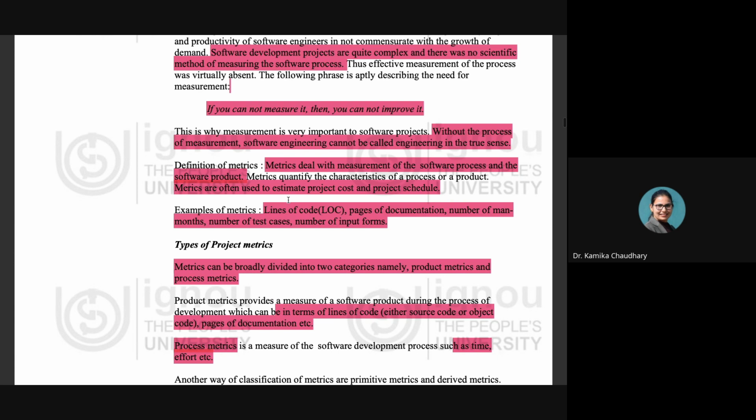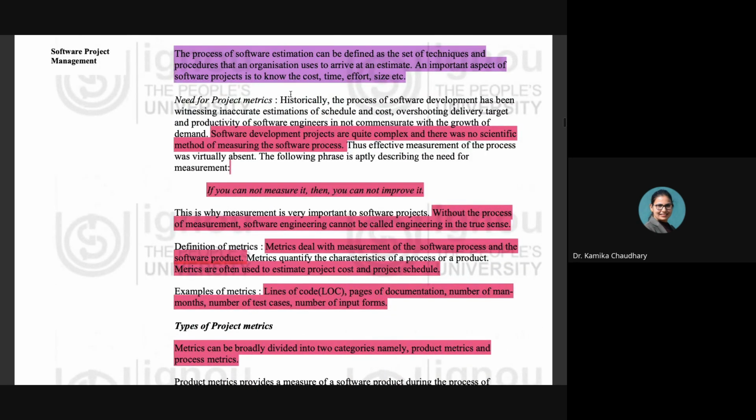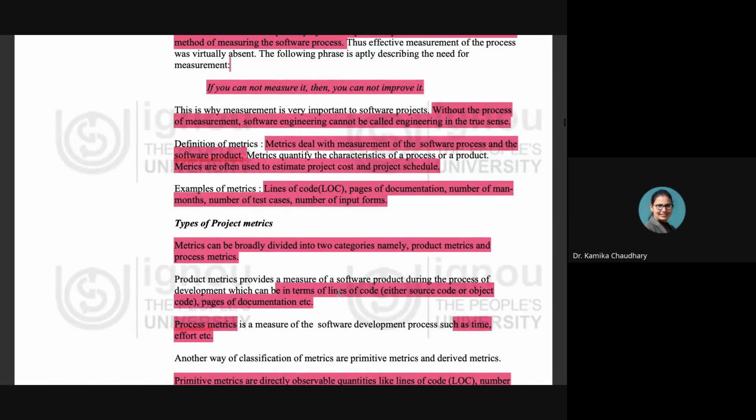So metrics are often used to estimate the cost of the project and the schedule of the project. Schedule of the project means the duration of the project. How much time will be required for the development of that project also needs to be estimated. These 4 factors which are written over here, cost, time, efforts, and size, come into this only. First is the estimation of your cost, and second is the estimation of the schedule, the estimation of the duration.